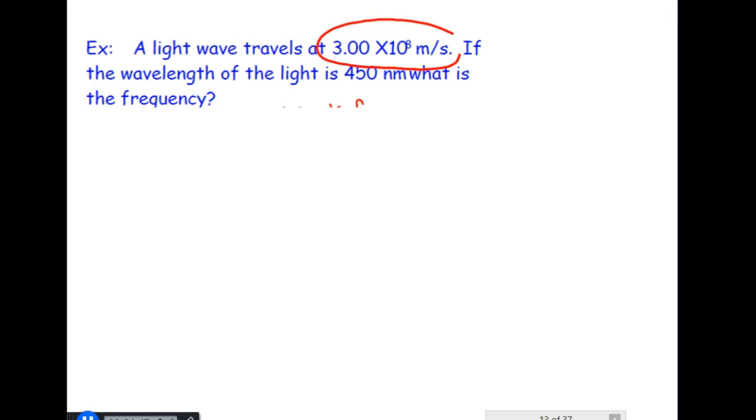Whoa, 340 meters per second. Meters per second. That's what I said, meters. 340 meters per second.